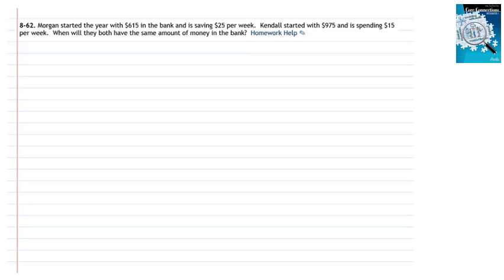Well, I could come up with 2 different equations, right? So this equation could represent the money that Morgan has. Oops, I forgot the R. Sorry about that. M-O-R-G-A-N, and I'll let y equal the amount of money that Morgan has. We're starting with $615, and every single week we're adding 25. So if I want to show repeated addition, add 25, add 25, add 25, I use multiplication, right?